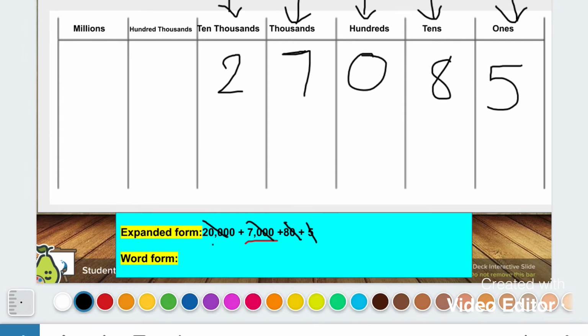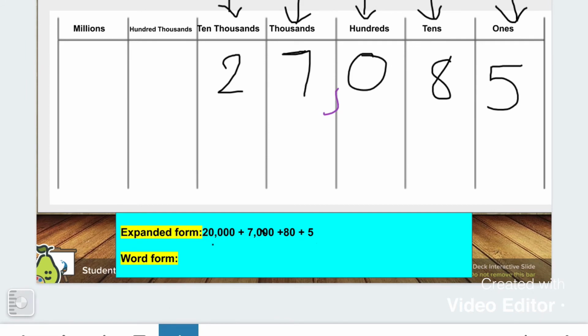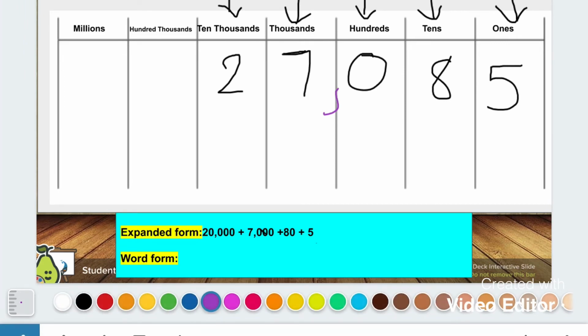The last thing we need to do is add our comma. Do you remember where we're going to put our comma? Between what two numbers am I going to put my comma? Right again, between the 7 and the 0. Good job, you guys. We've now successfully written our number in standard form and in expanded form.